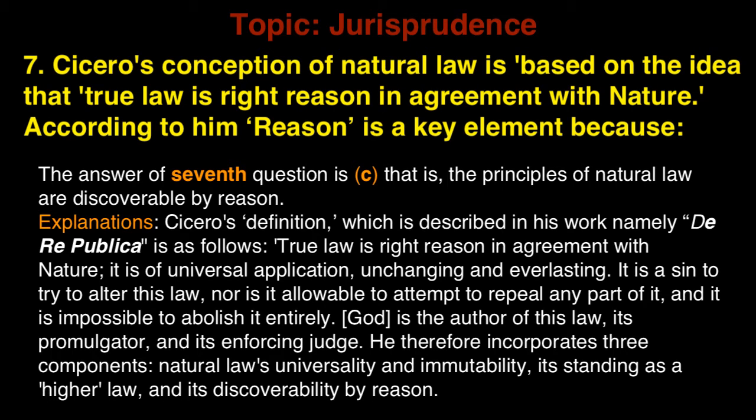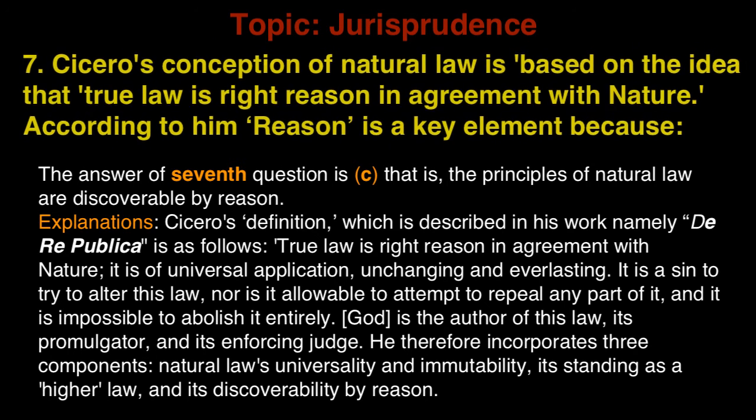Explanations. Cicero's definition, which is described in his work namely De Republica, is as follows. True law is right reason in agreement with nature. It is of universal application, unchanging and everlasting. It is a sin to try to alter this law, nor is it allowable to attempt to repeal any part of it, and it is impossible to abolish it entirely. God is the author of this law, its promulgator, and its enforcing judge. He therefore incorporates three components: natural law's universality and immutability, its standing as a higher law, and its discoverability by reason.